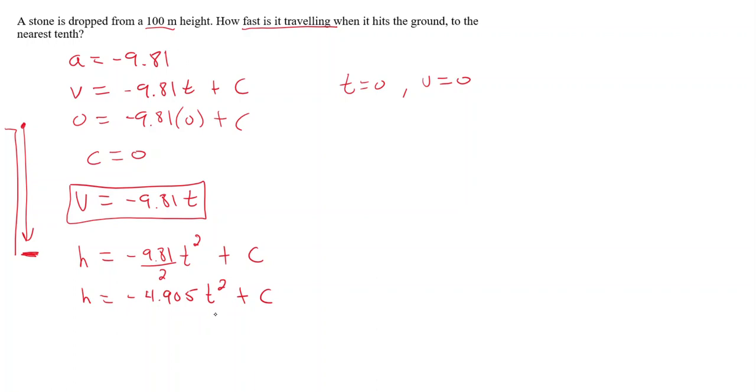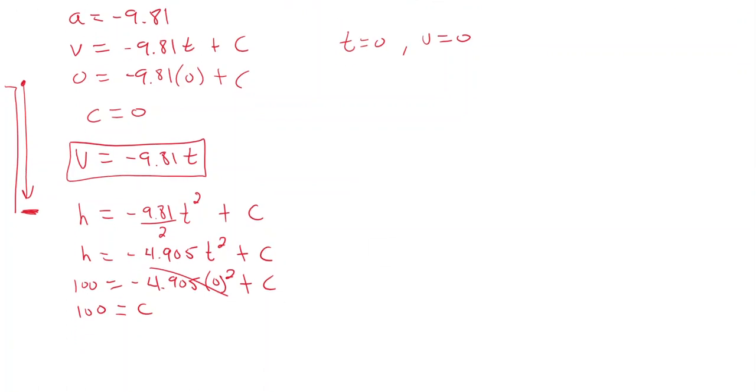Okay, so now our initial conditions with this one. At time 0, I'm going to be able to throw in 0 for time, then our height was at 100 meters. So we'd say 100 is equal to negative 4.905 times 0 squared plus c. That all cancels, so we get c is equal to 100. All right, so our height function is h is equal to negative 4.905 t squared plus 100.